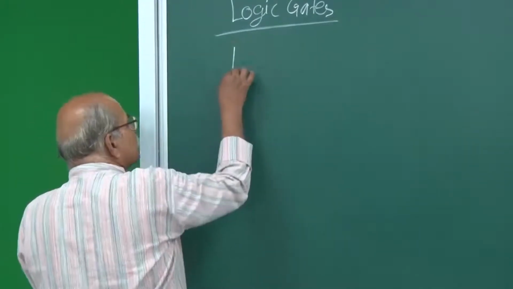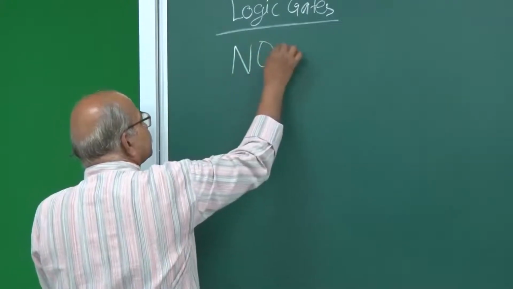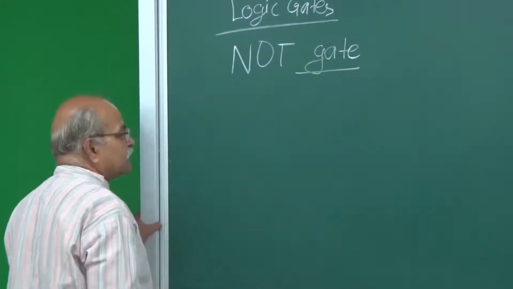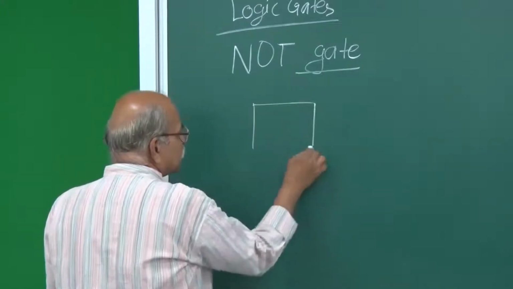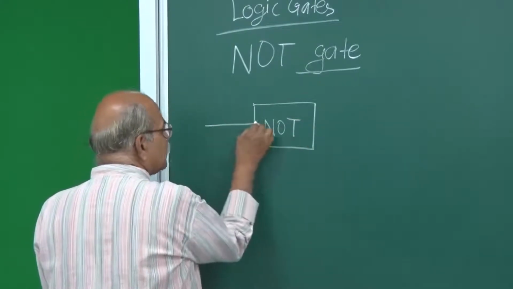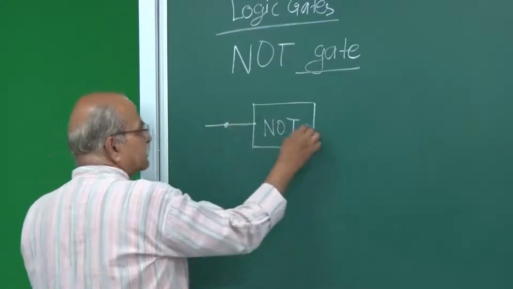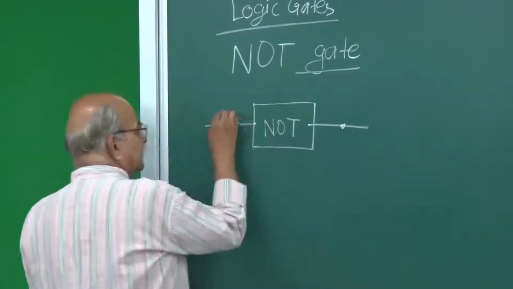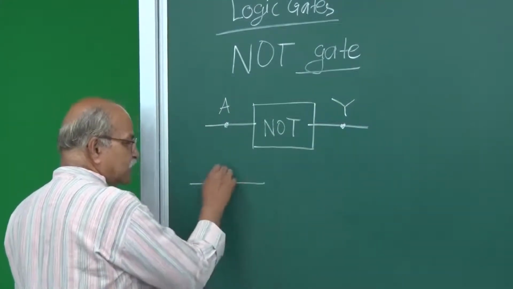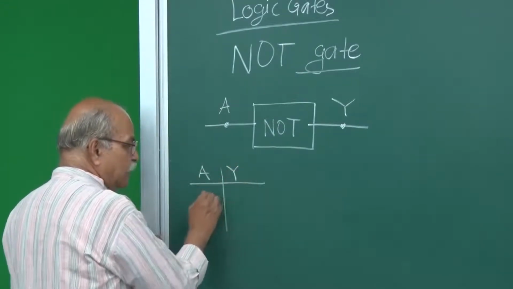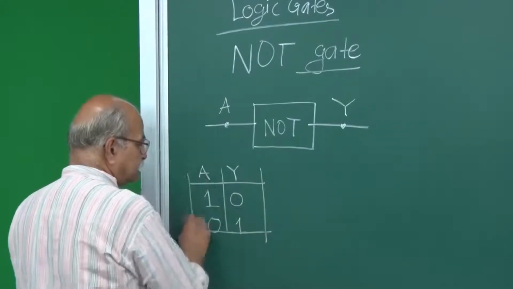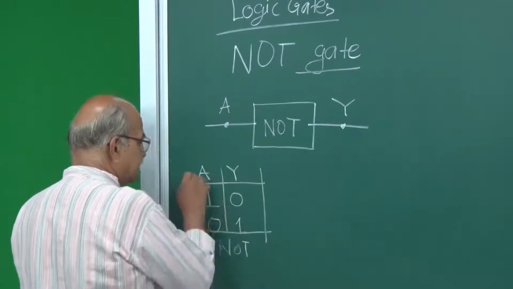The first one is, let's talk of this NOT gate. And what is this? It's very simple. It takes one input, just one input, and it gives one output. Let us call the input A, and the output Y. The truth table is very simple. If A is 1, then Y is 0, and if A is 0, then Y is 1. Finish. This is the truth table for NOT gate.